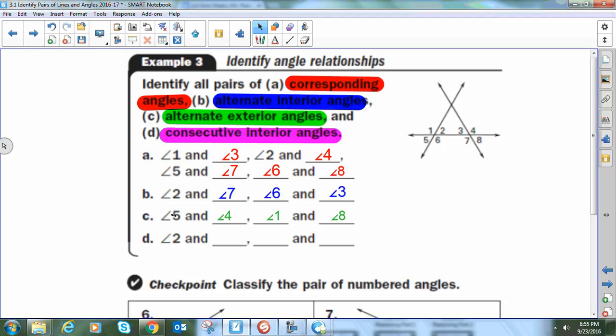And finally, consecutive interior or same side interior, however you want to say it, those are angles that are going to be on the same side of the transversal line and contained within the other two, in between the other two lines. So in this case, angle 2 and angle 3 would be same side interior or consecutive interior, whichever you want to call it. So would 6 and 7.